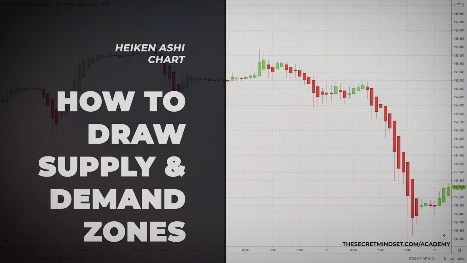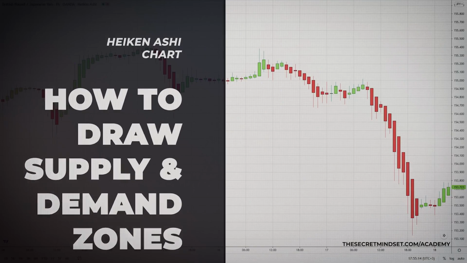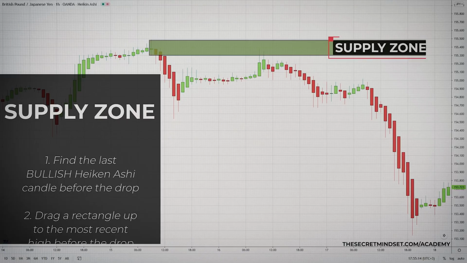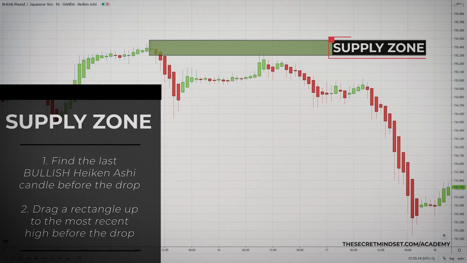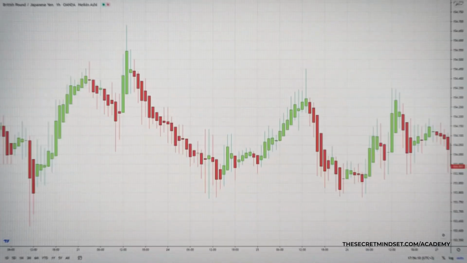Since the Heiken Ashi candles start from the middle of the previous candle, I had to come up with a slightly different way to mark these areas compared to classic candles. For a supply zone, I search for the last bullish Heiken Ashi candle before the drop. Once you've done this, you need to drag a rectangle up to the most recent high before the drop.